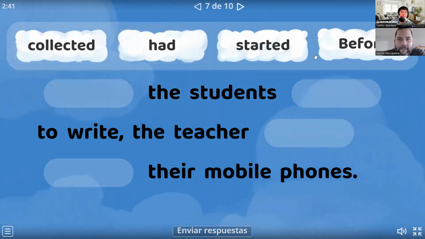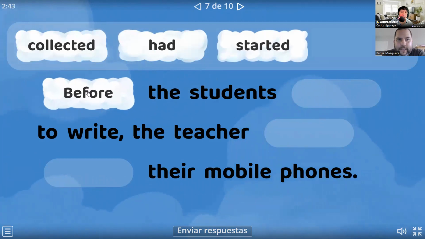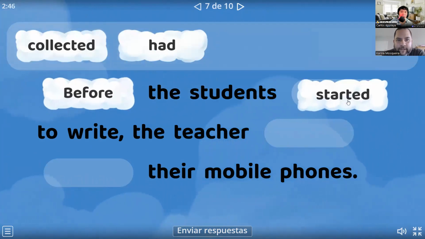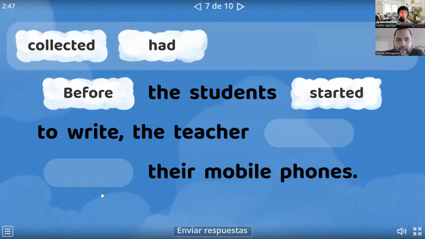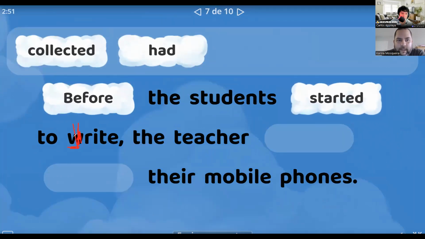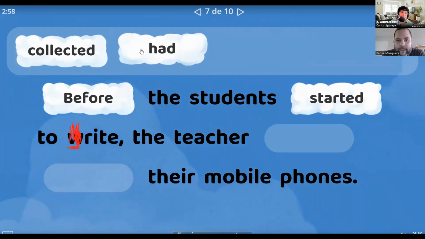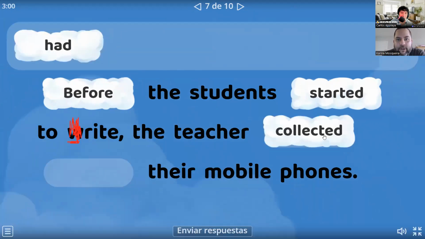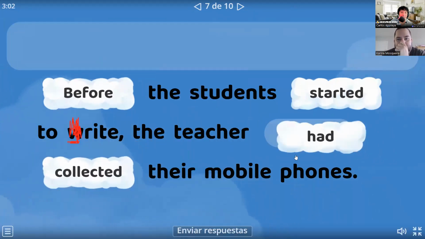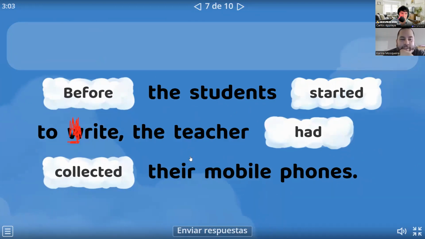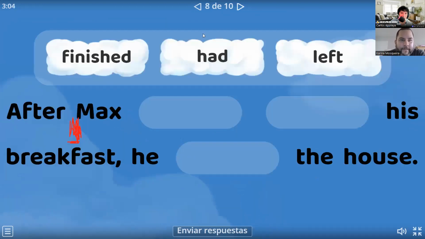Before the students started to write, the teacher had collected their mobiles. No pronunciamos la W, es right. The teacher had collected their mobile.